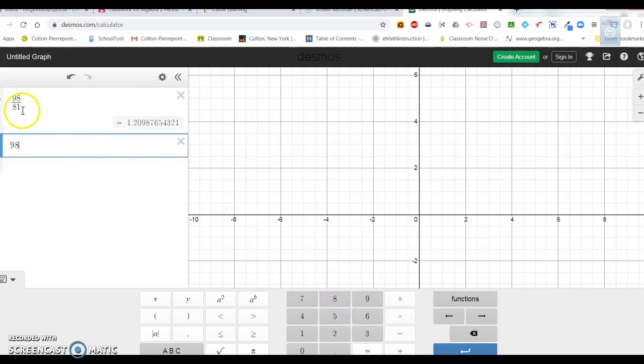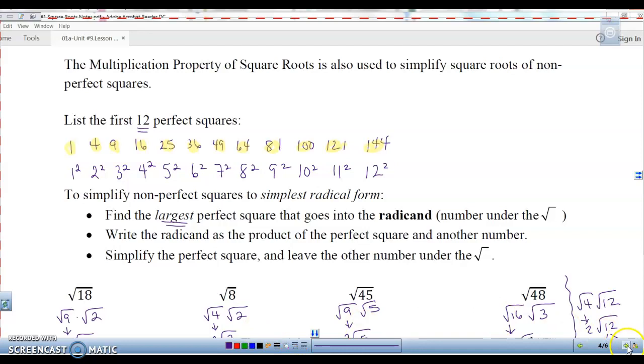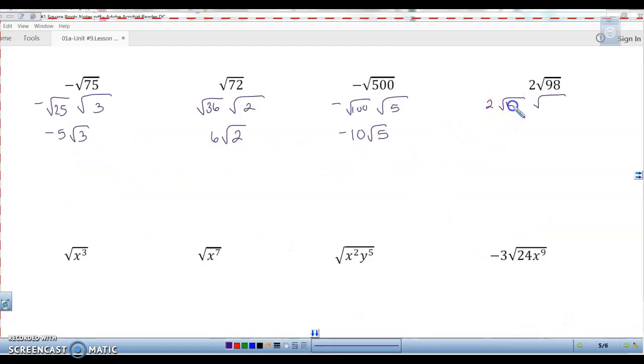8 squared would be 64. Does this work? Whoops, 98 divided by 64, sorry about that. Does that work? Nope. So that's 9, 8, 7 squared, 98 divided by 49. The next one in my list is 2. 49 times 2 is 98, sorry. 49 times 2. Now the square root of 49 is 7.